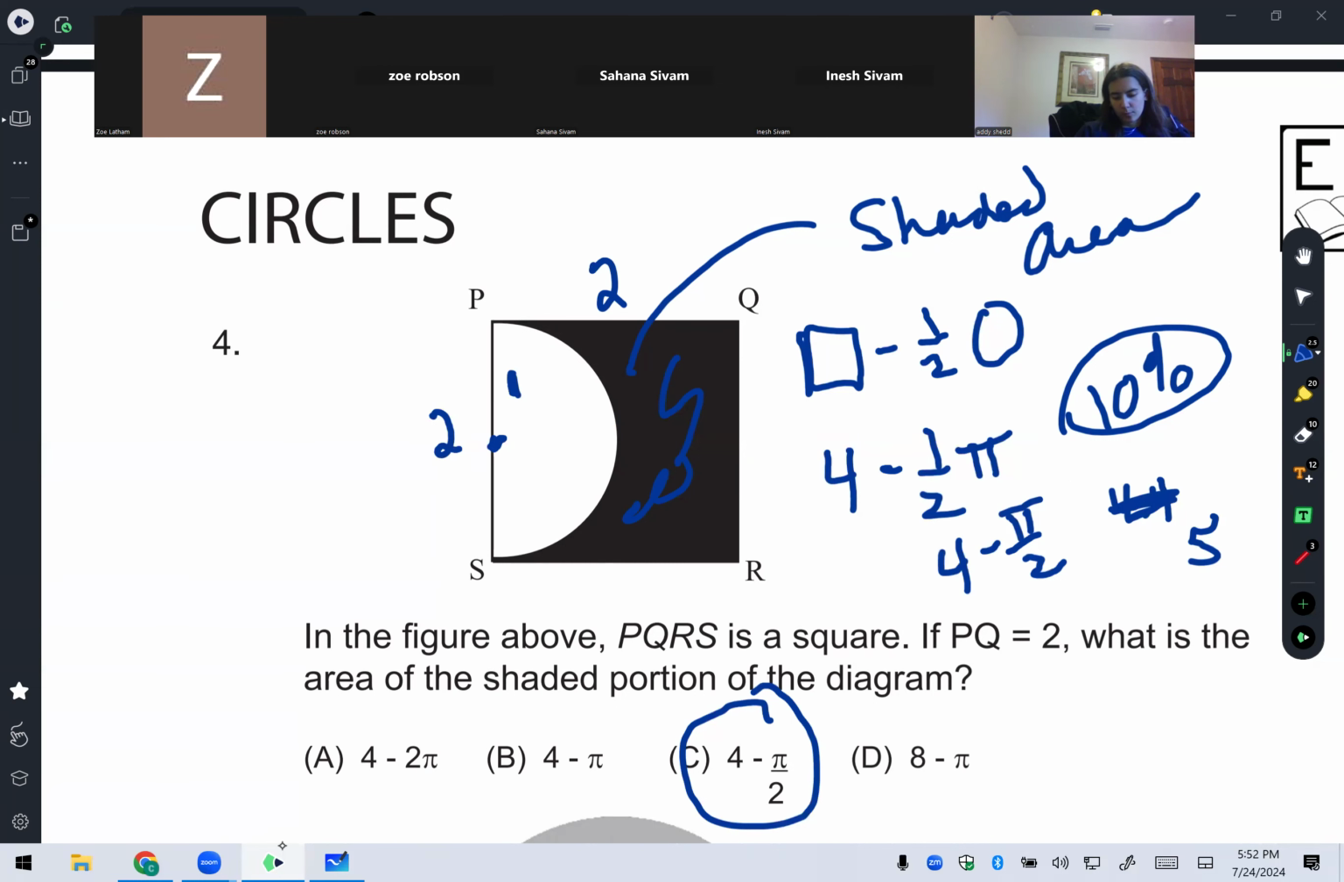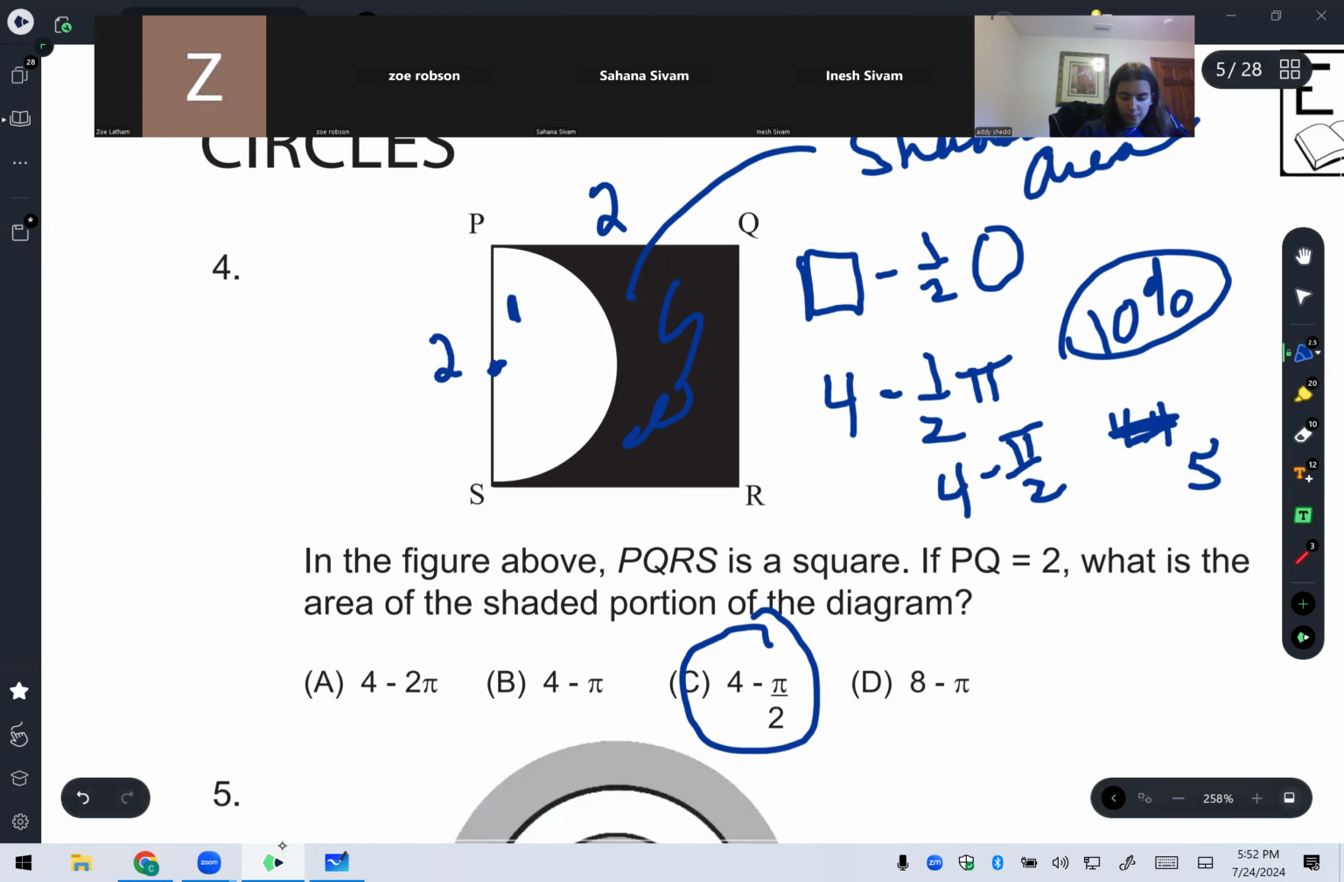So is that okay for everybody? Addie, you're good? Inesh, yeah. Sehana, yeah. Zoe Robson, yeah. And Zoe Latham, yeah. Okay, great.